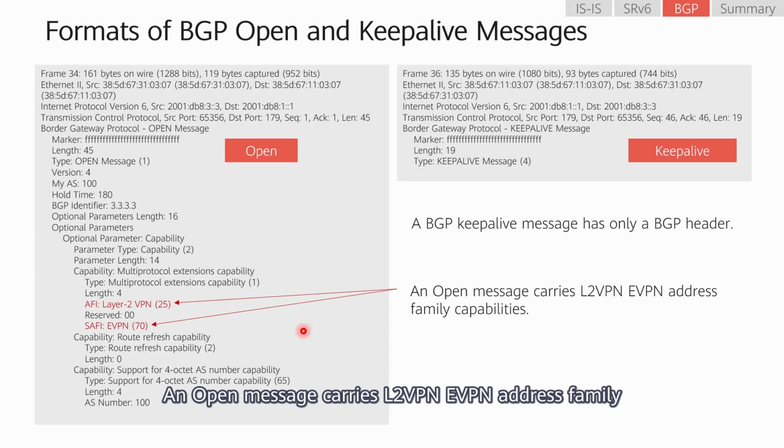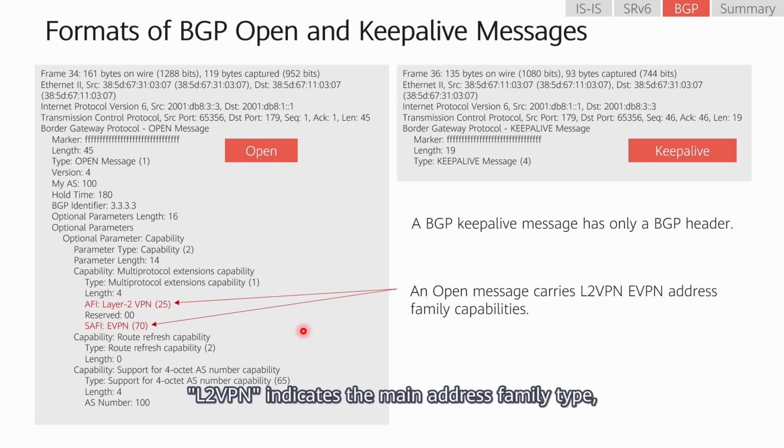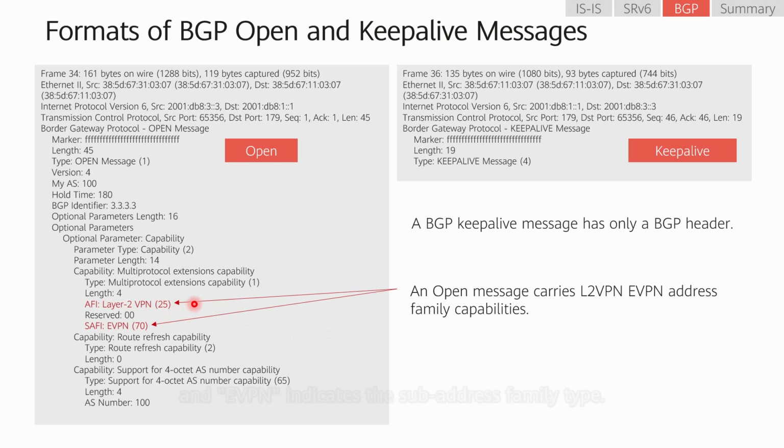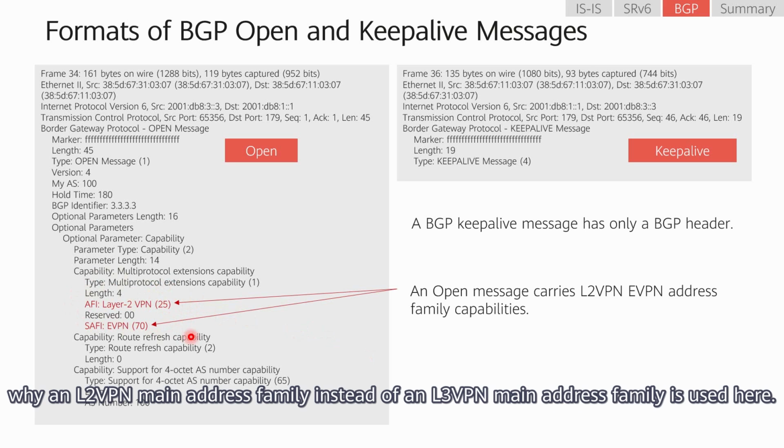An open message carries L3VPN EVPN address family capabilities and other capabilities. L2VPN indicates the main address family type, and EVPN indicates the sub-address family type. Some of you may wonder: why is an L2VPN main address family instead of an L3VPN main address family used here?